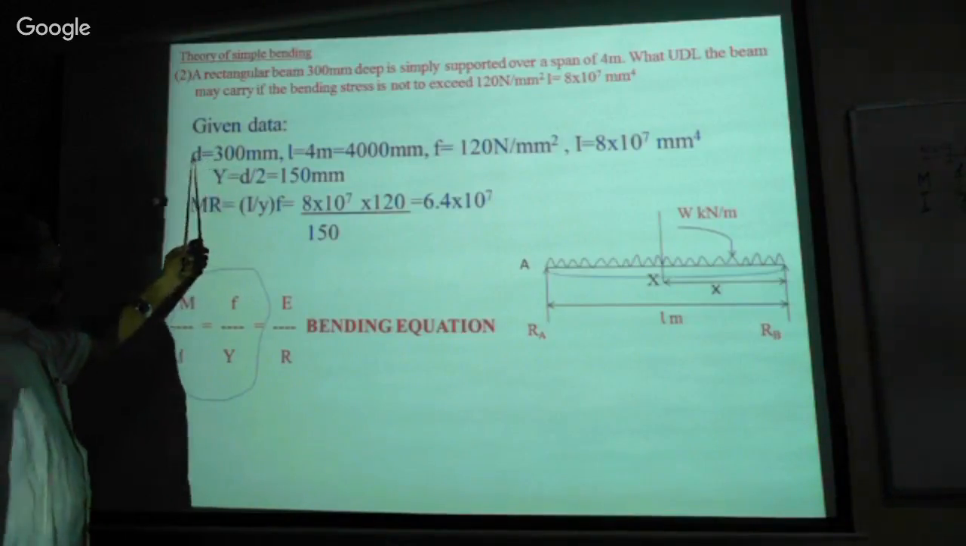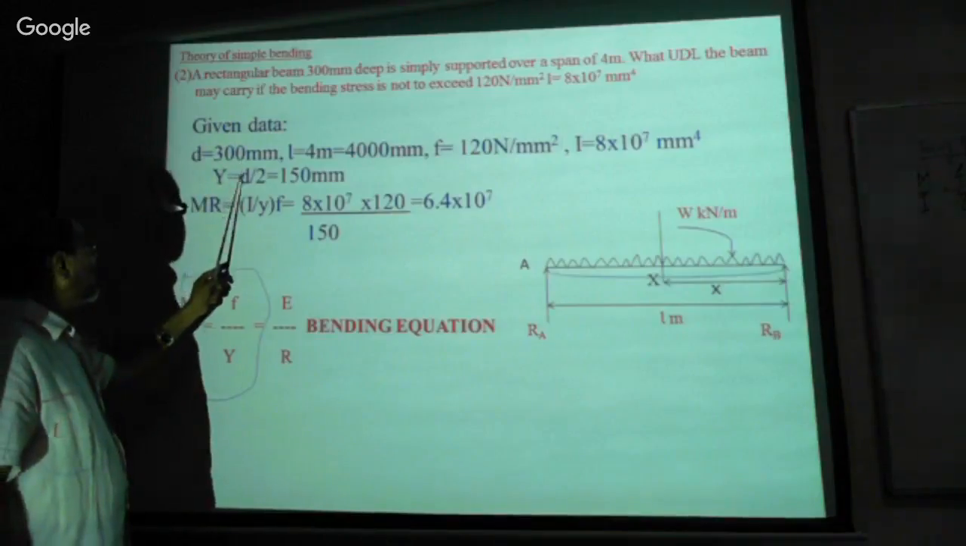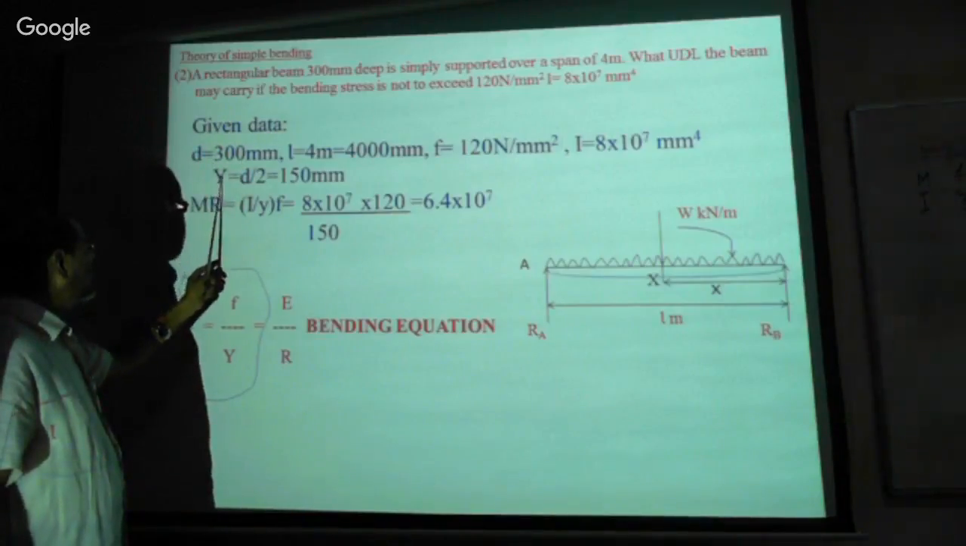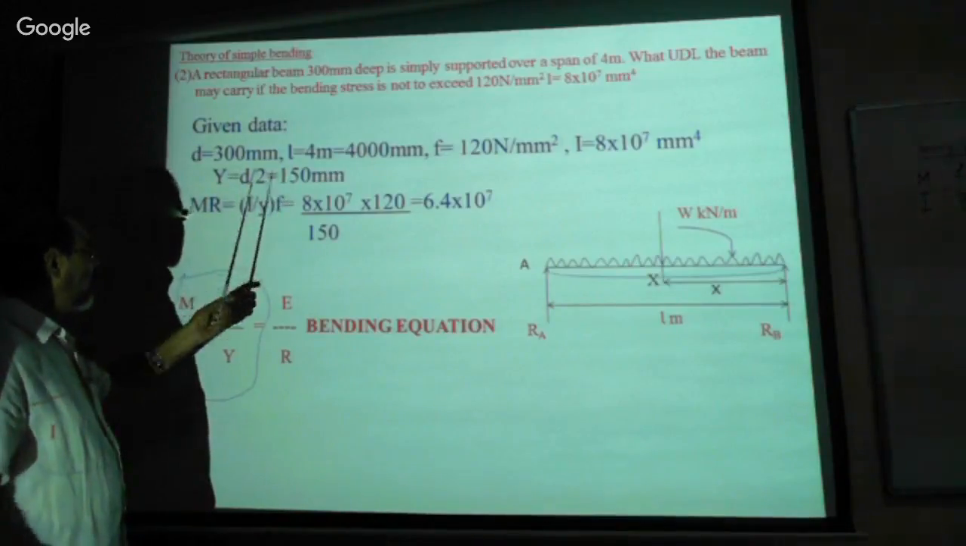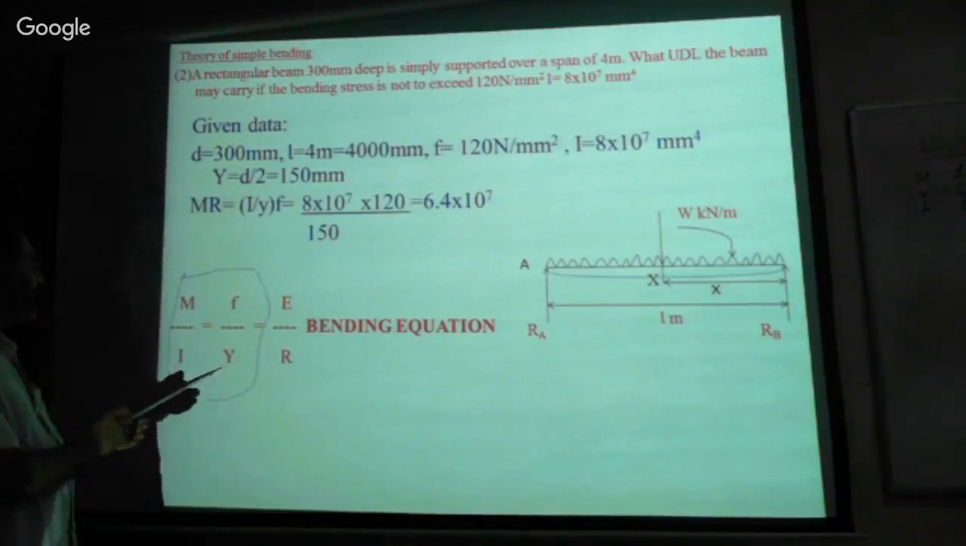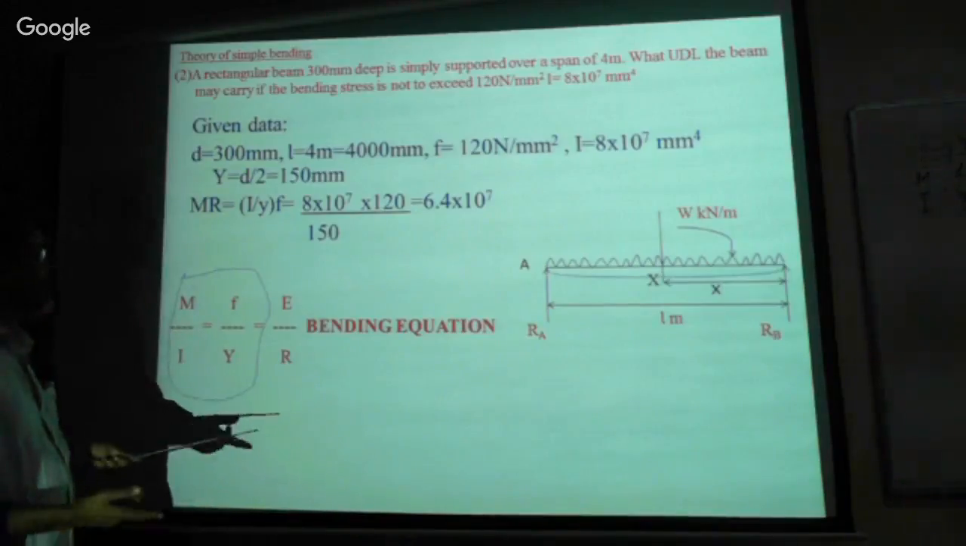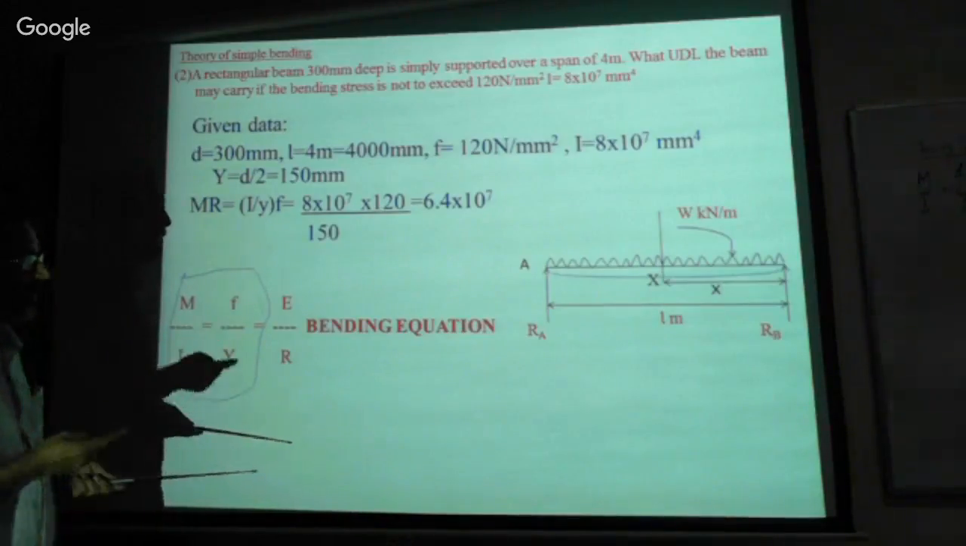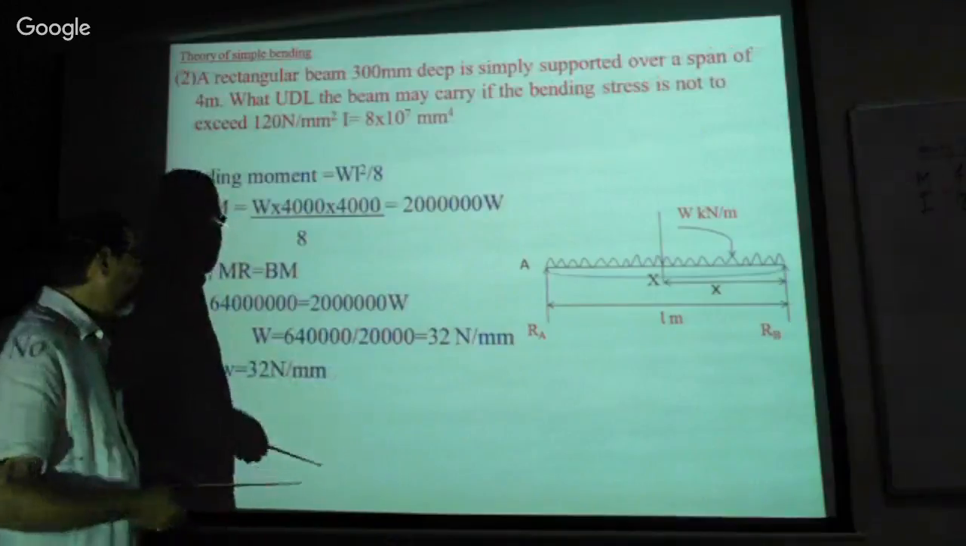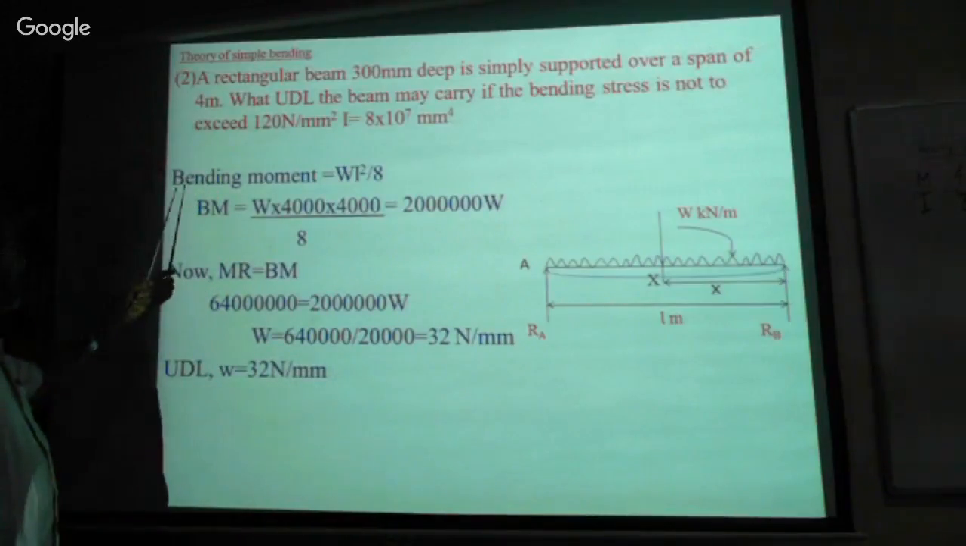From this, now D is equal to Y by 2, so Y is equal to D by 2. Therefore Y is equal to D by 2. It is the farthest distance from the neutral axis. Now just substitute this, and we will get the value of W, that is kilonewton per meter. Isn't it? Now see the continuation of the problem.